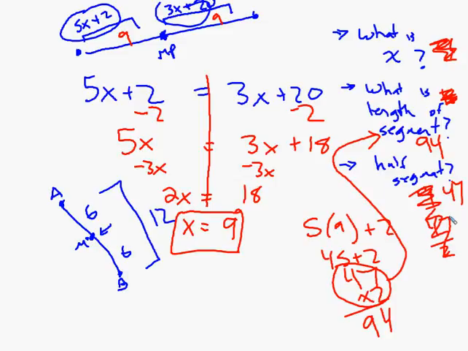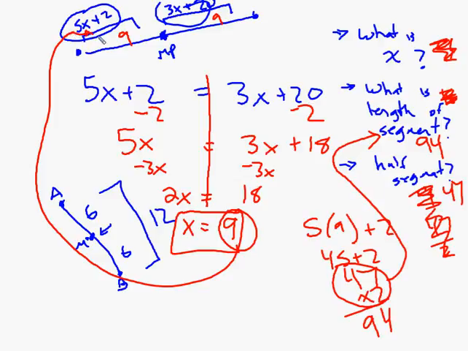Anyways, Jacob is correct. What we should have done with this 9 to figure out the length of the segment, we take this and we put it back up here. That gives us half the segment, so 47. And then I double that to get the whole thing. Good job. Wow, he's really keeping me sharp today.